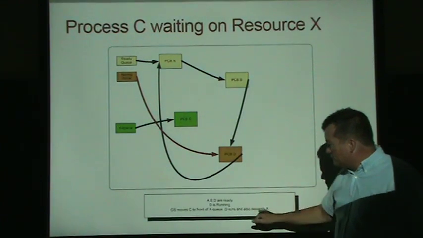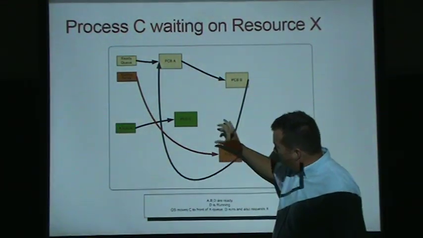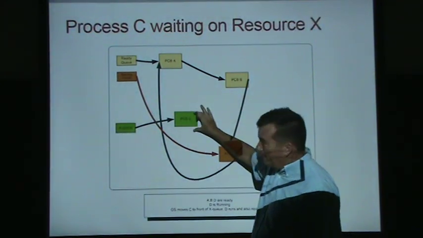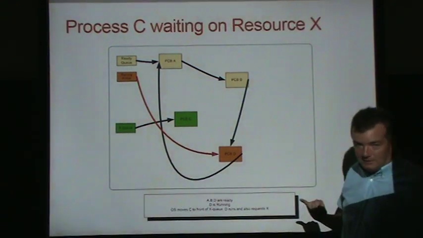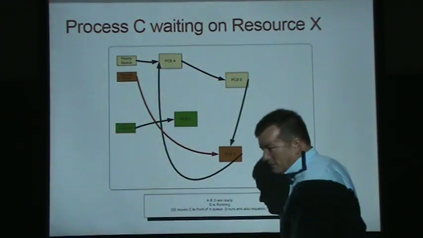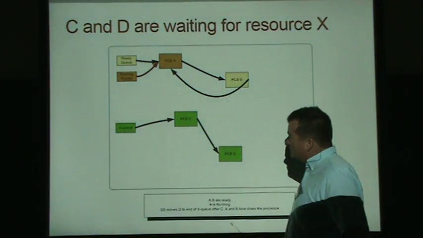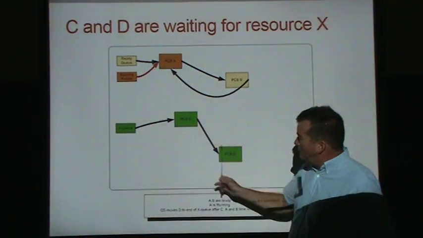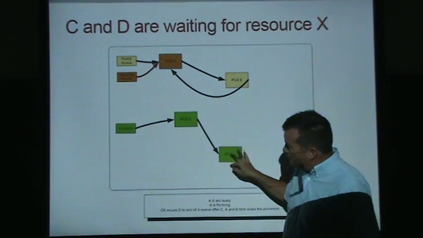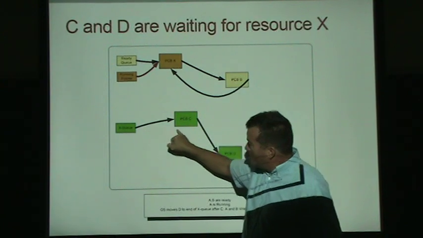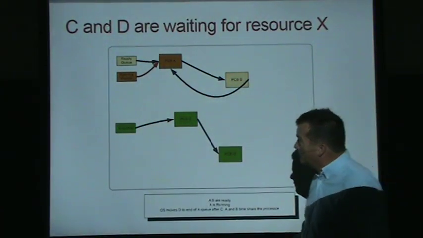Now, D runs and also requests the same thing. So now D wants something that C wants but can't get because A has it. So what's going to happen now? What's going to happen now is the operating system will put D on the end of the queue of all processes waiting for this resource. Most likely the queue will also have an end of queue pointer to make it very easy to put something onto the end of the queue.